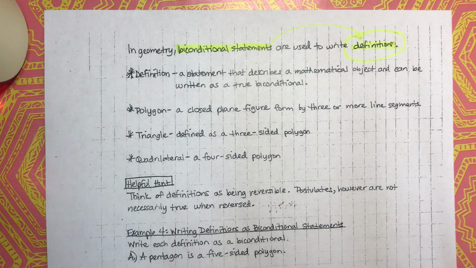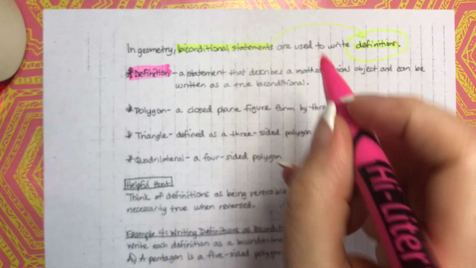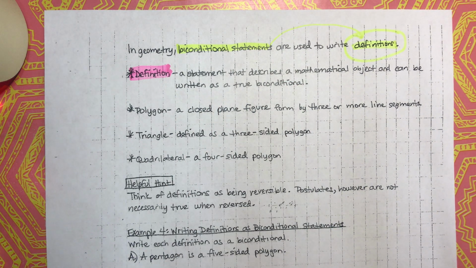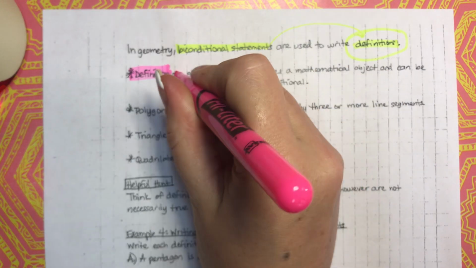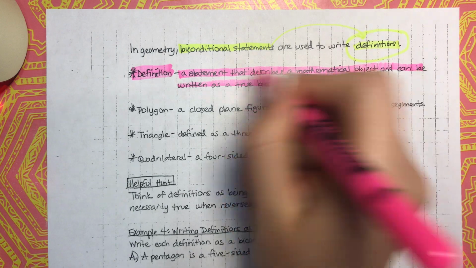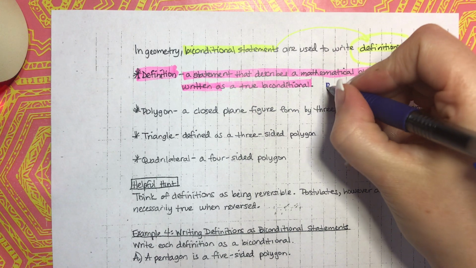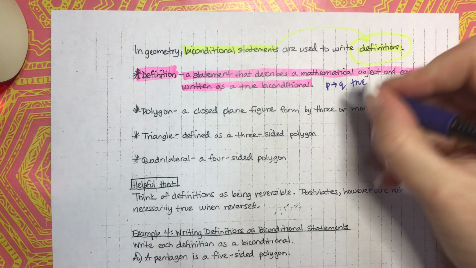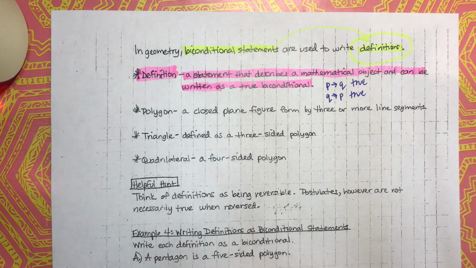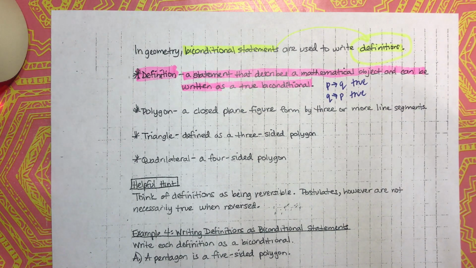Okay? So a definition is a statement that describes a mathematical object and can be written as a true biconditional. So a statement that describes a mathematical object and can be written as a true biconditional. And since it's written as a true biconditional, that means the conditional is true, and it also means that the converse is true. So you see how all this stuff is just building on top of each other? So before we do the problems, we have to kind of go over a few definitions.